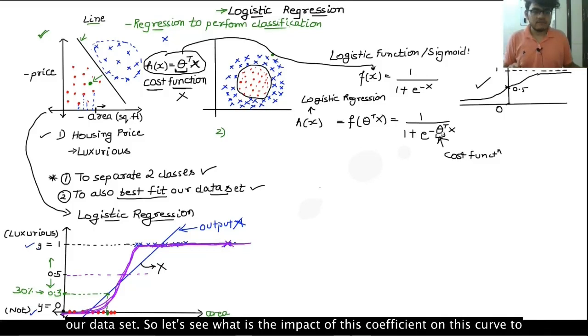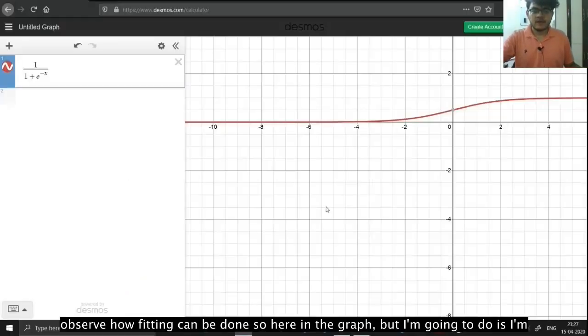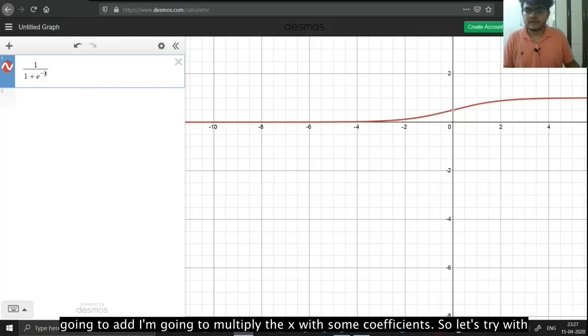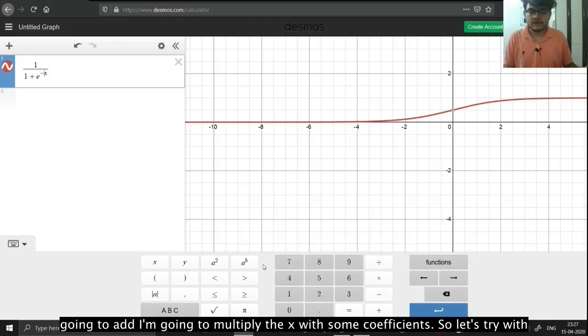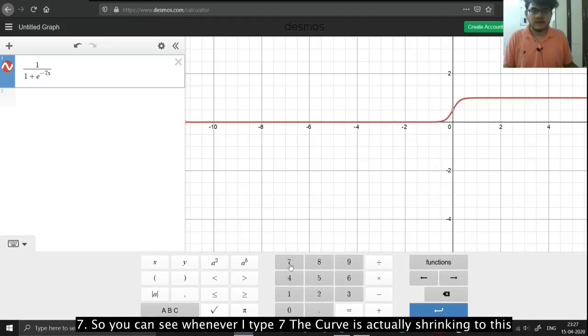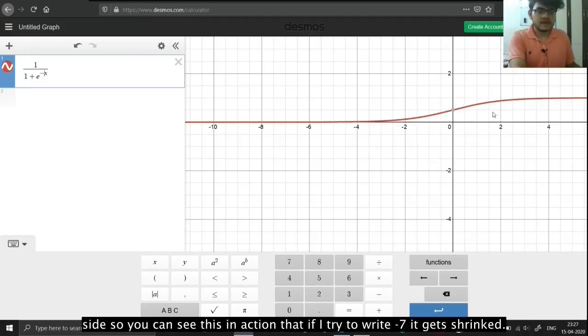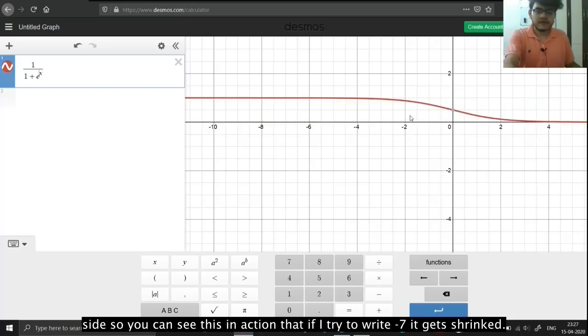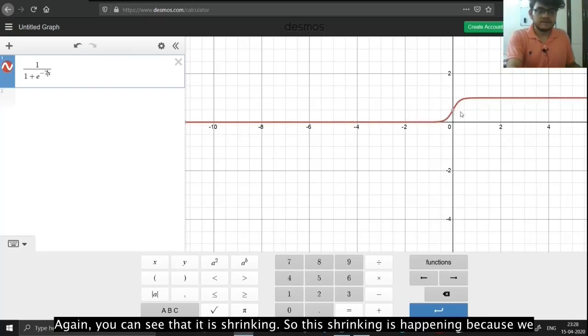So let's see what is the impact of this coefficient on this curve to observe how fitting can be done. Here in the graph, I'm going to multiply the x with some coefficient. Let's try with 7. You can see whenever I type 7, the curve is shrinking to this side. If I try to write -7, it shrinks again.